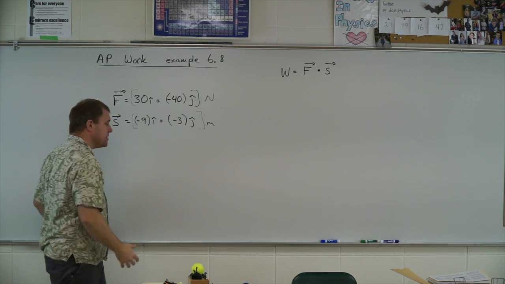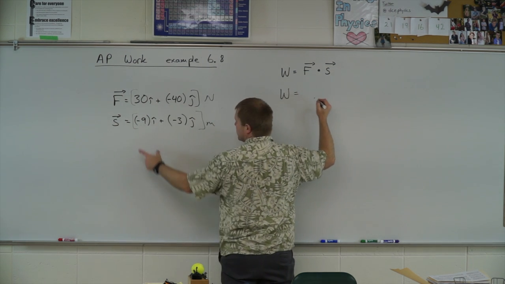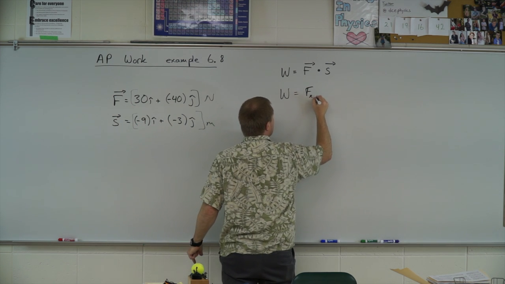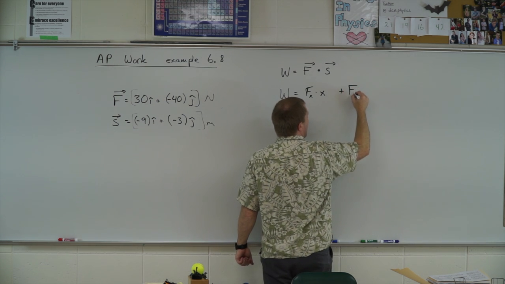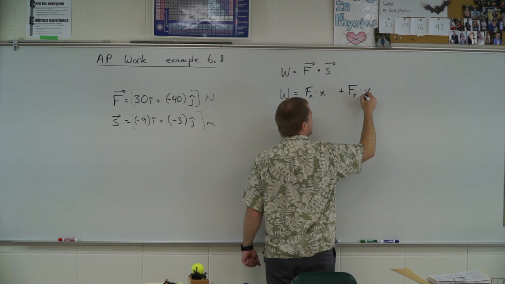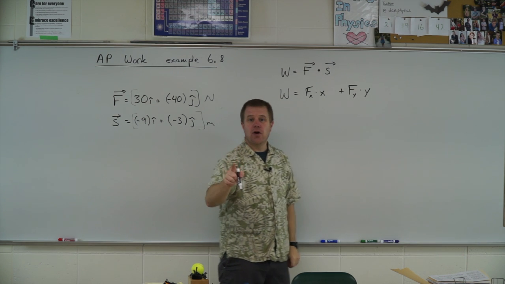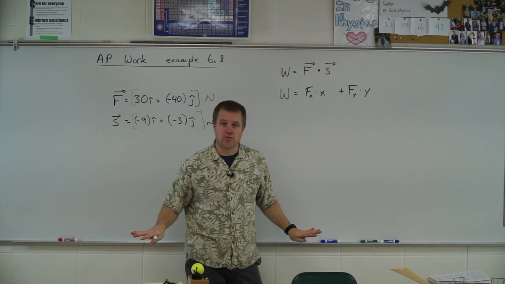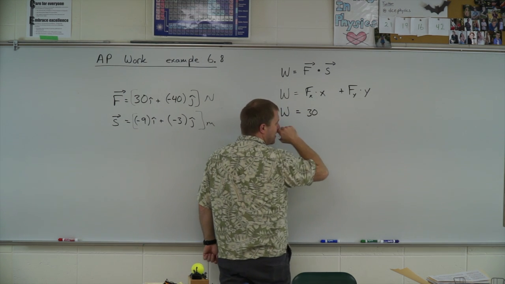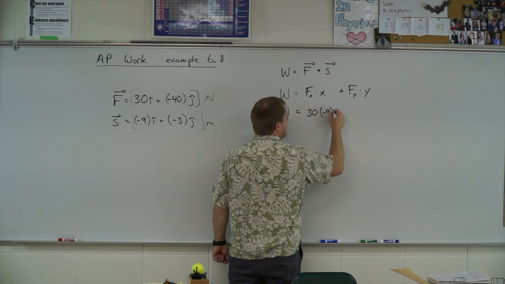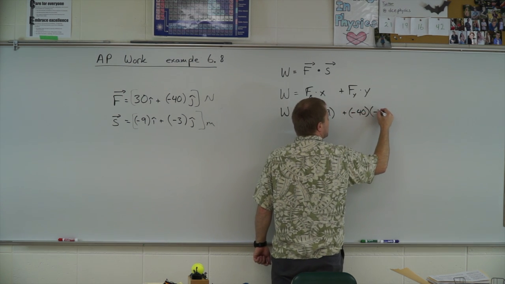So to find this overall work when we have component form like this, I need to take the x component of the force times the x displacement and add it to the y component of the force times the y displacement. Now notice, is there an i-hat and a j-hat here? No, because remember we're doing a scalar product. There's no direction. So work is equal to F, which was 30 in the i-hat direction, times -9. And in the y direction, I had -40 times -3.